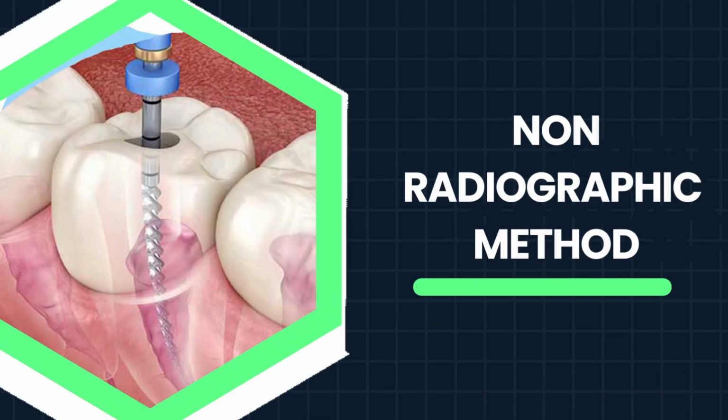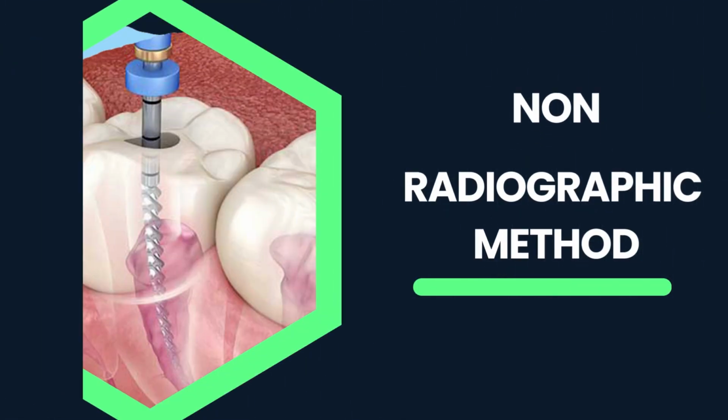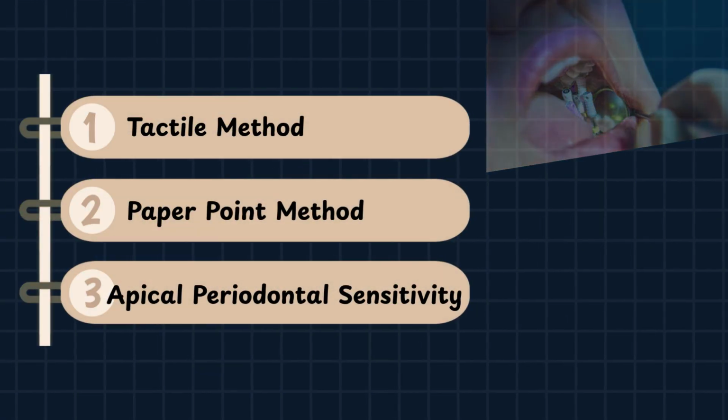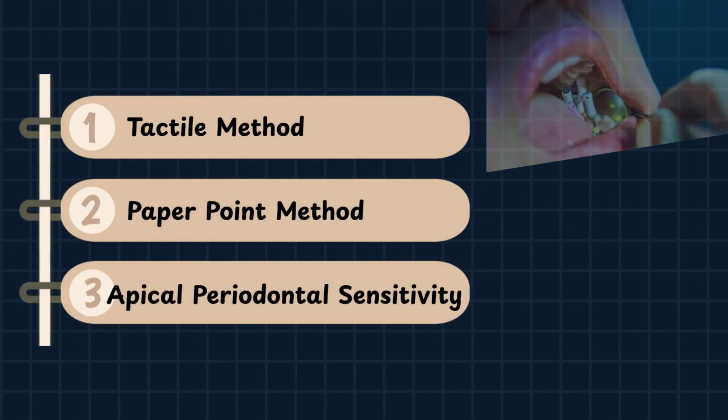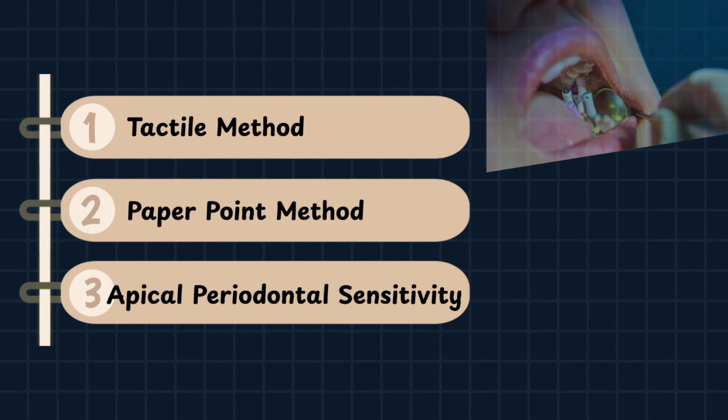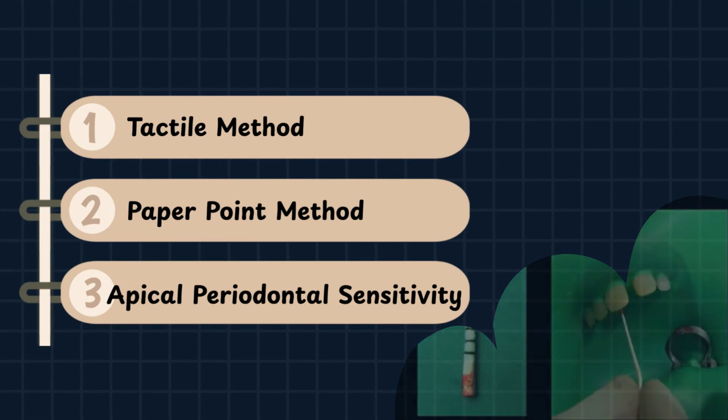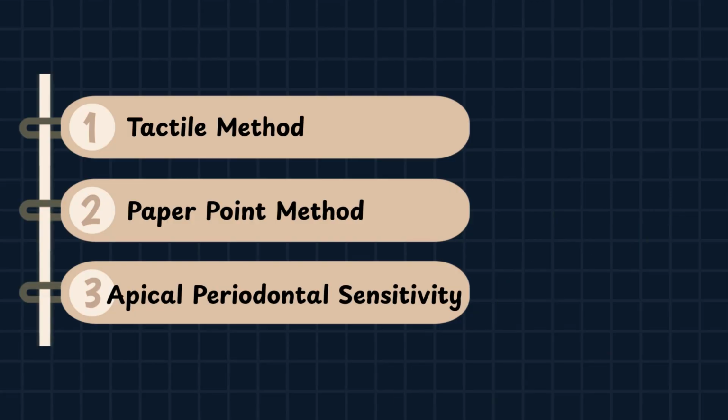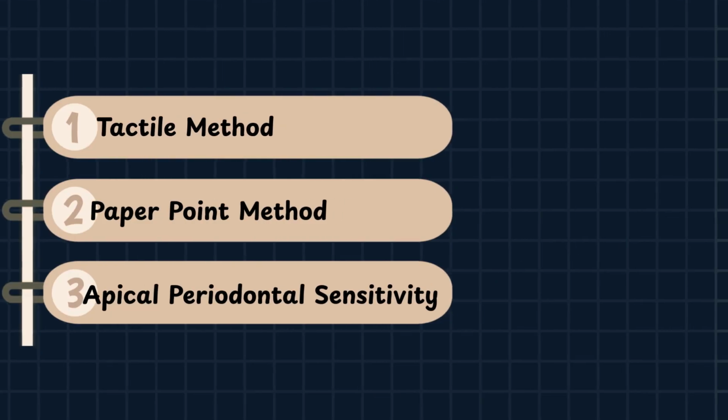You can also use non-radiographic methods like the tactile method, using your sense of touch to feel the apical constriction. The paper point method, where you look for blood on the paper point, or even by checking for apical periodontal sensitivity while you're working.